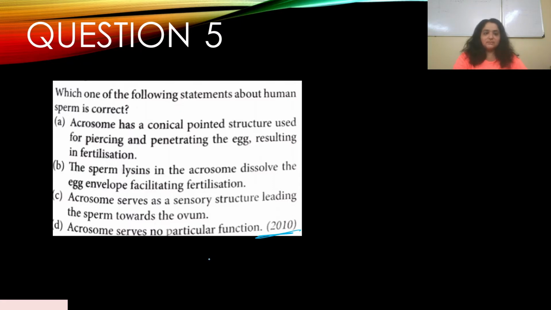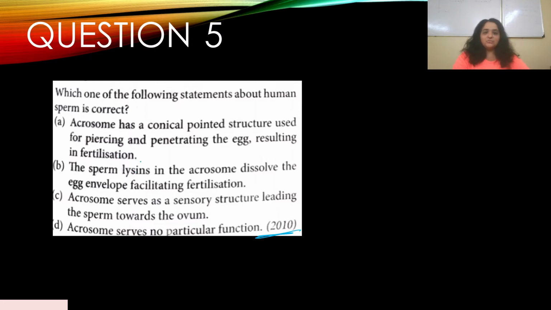B. The sperm lysins in the acrosome dissolve the egg envelope, facilitating fertilization. C. Acrosome serves as a sensory structure leading the sperm towards the ovum. And D. Acrosome serves no particular function. Now, they're all talking about the acrosome, A, B, C, and D.